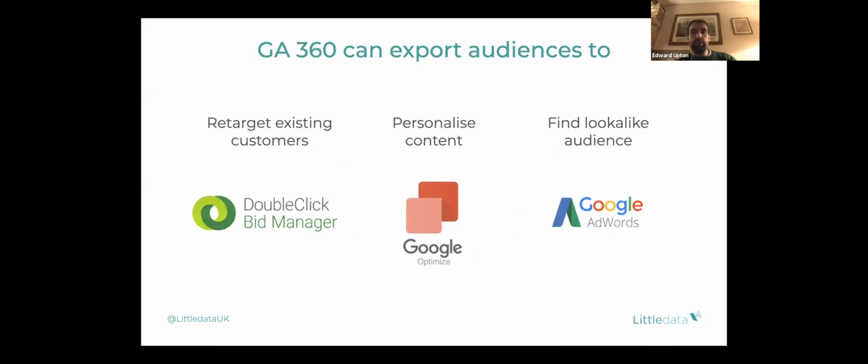So as I said, with Google Analytics, you have some very specific things you can do with that audience. You can export it to DoubleClick Bid Manager to retarget existing customers. You can export it to Google Optimize to personalize the content for current customers or new customers, and you can find lookalike audiences by exporting that specific customer list of emails into Google AdWords.